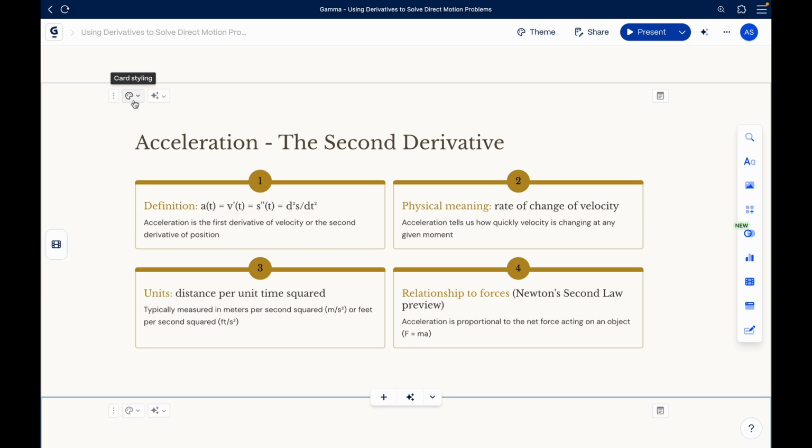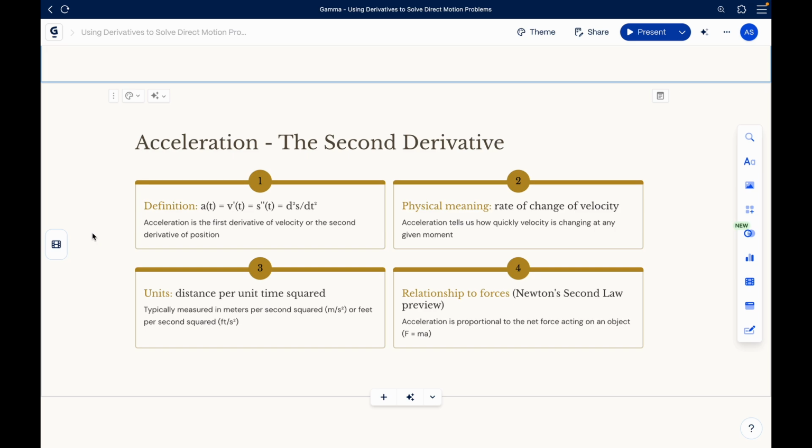We're only going to be focusing on velocity and acceleration. Acceleration is the second derivative of position, or the derivative of the velocity. It tells us how quickly velocity is changing at any given moment, sort of like the slope of the graph. The units are distance per unit time squared, meters per second squared, or feet per second squared.